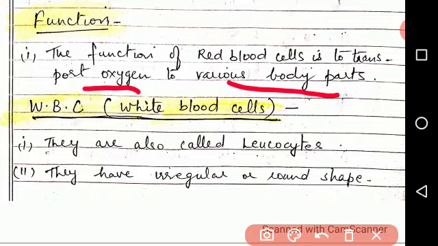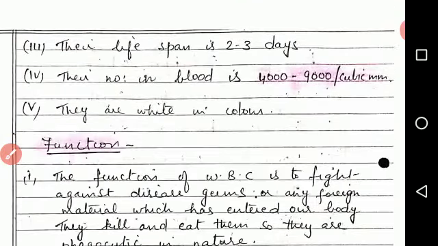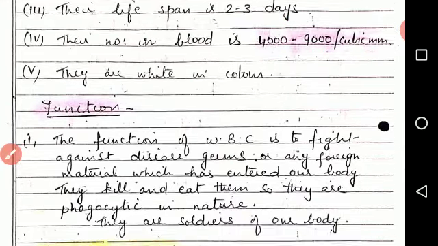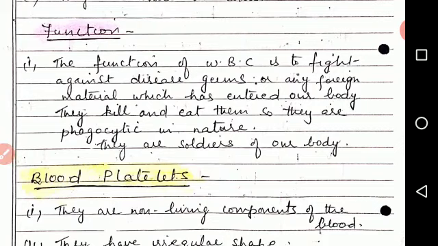Second type of blood cells are WBC. They are also called leukocytes. They have irregular or round shape. Third point, their lifespan is 2 to 3 days. Fourth, their number in blood varies from 4,000 to 9,000 per cubic millimeter. They are white in color. They do not contain hemoglobin. Function: the function of WBC is to fight against disease germs or any foreign particle which has entered our body. They kill and eat them, so they are phagocytic in nature. They are soldiers of our body.